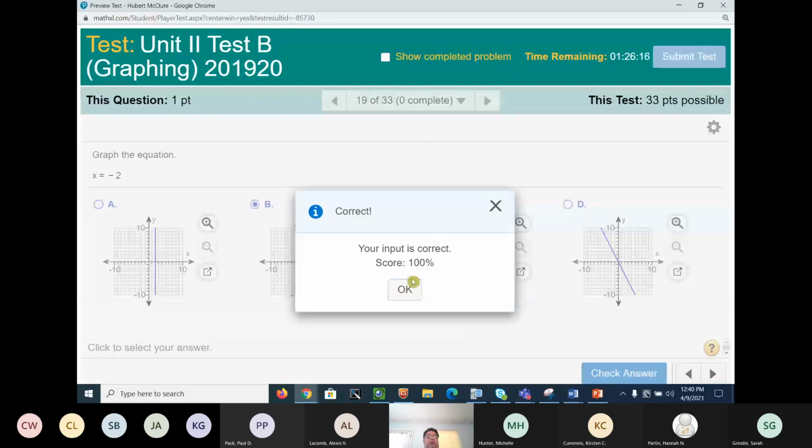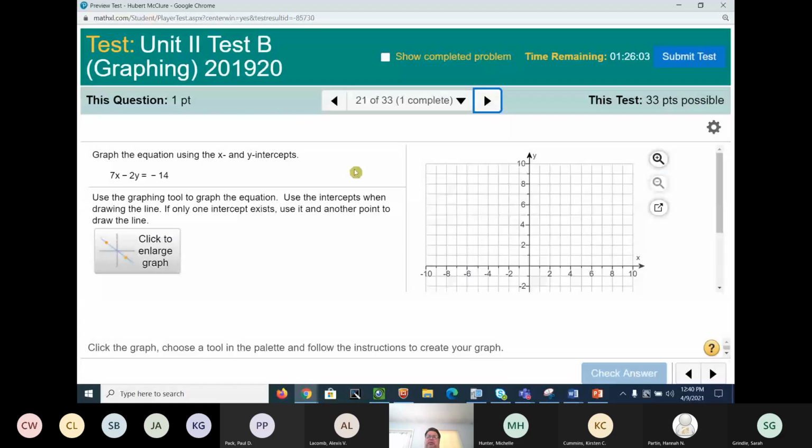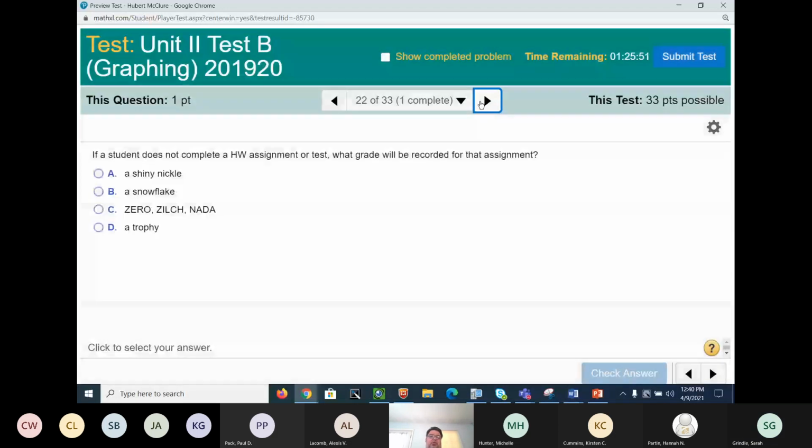And this is method 3. Method 2. And a lot of people say, well, Hubert, why is there so many graphing? Well, what is 6.6? 6.6 is graphing. All right. Now, I did put some calculating the slope, but that's not what a majority of 6.6 is.